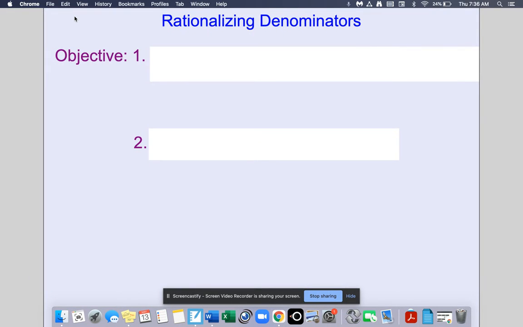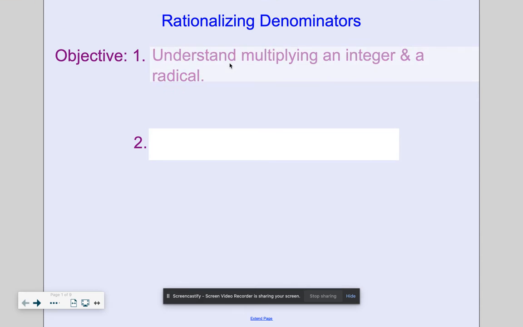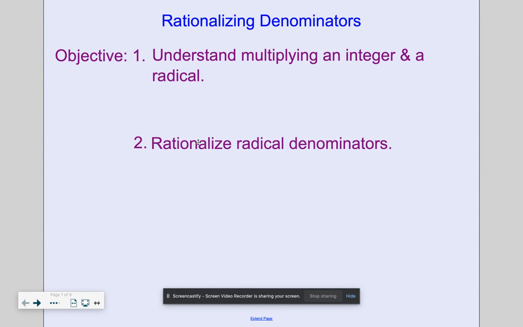Okay, so this is our last section on radicals. It is radicals day 4. We're rationalizing our denominator. So our objectives are to understand multiplying an integer and a radical, and our second objective is to rationalize radical denominators. Make sure you write both of these down.